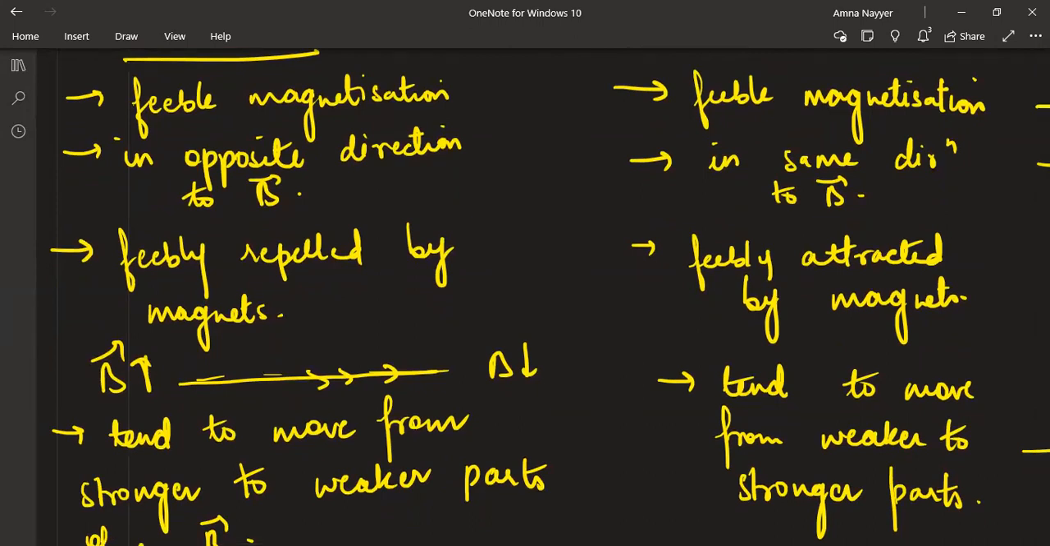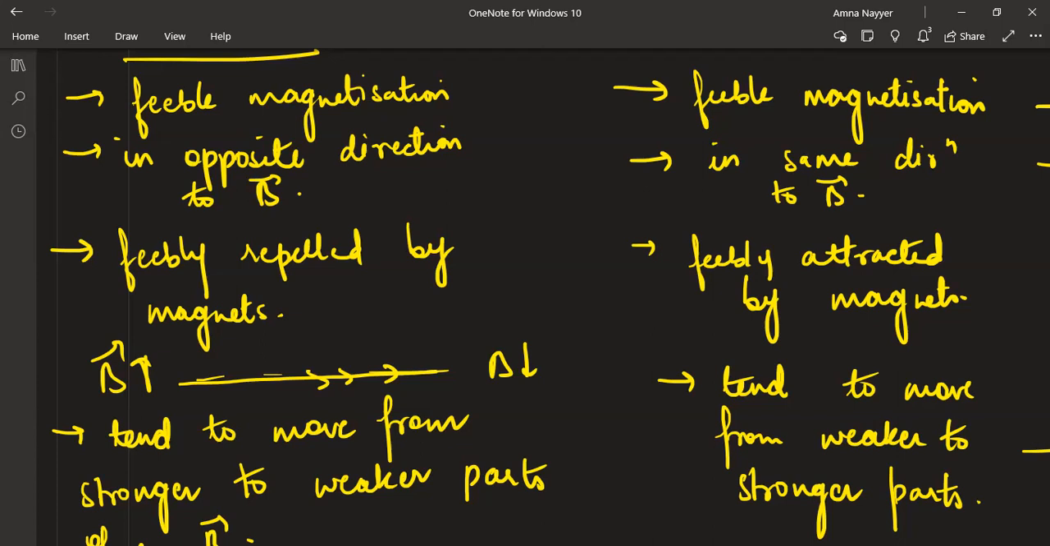Firstly, you will write about the effect of magnets. For diamagnetic substances, they are weakly repelled by magnets. Then paramagnetic substances are feebly attracted by magnets. And ferromagnetic substances are very strongly attracted by magnets. So that will be the first point of difference. Individually also it can be asked, and in the difference part also it will be asked.